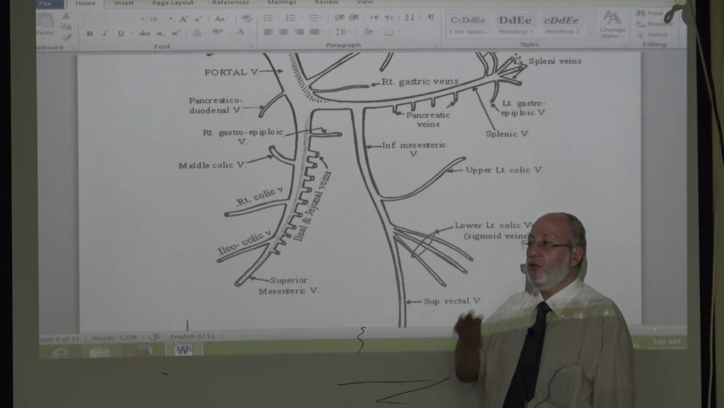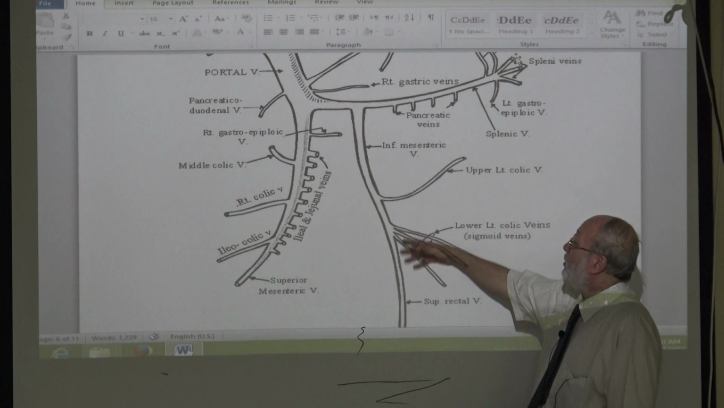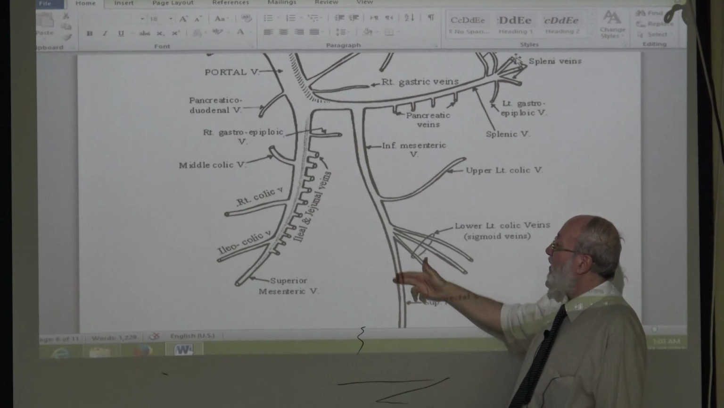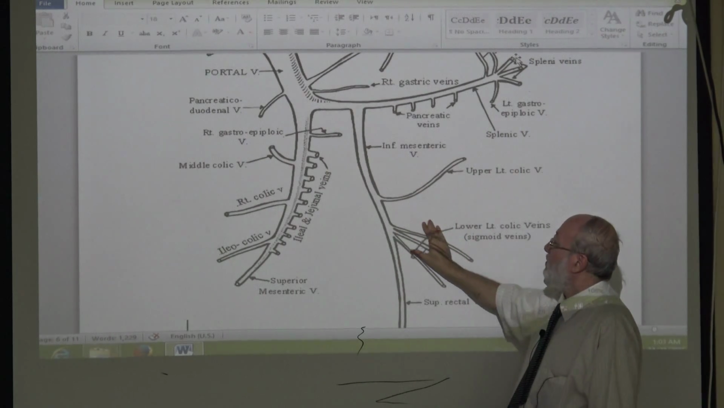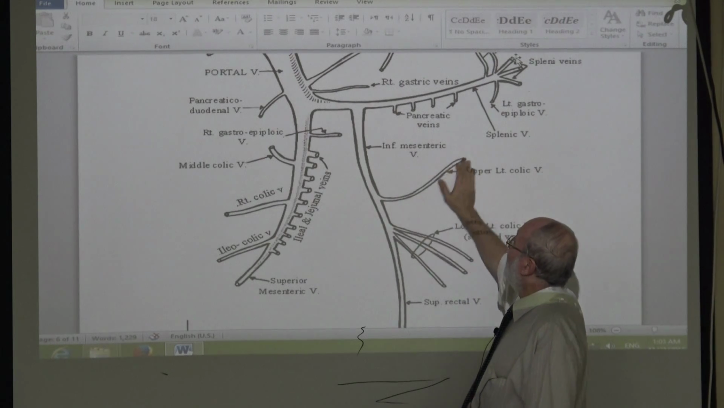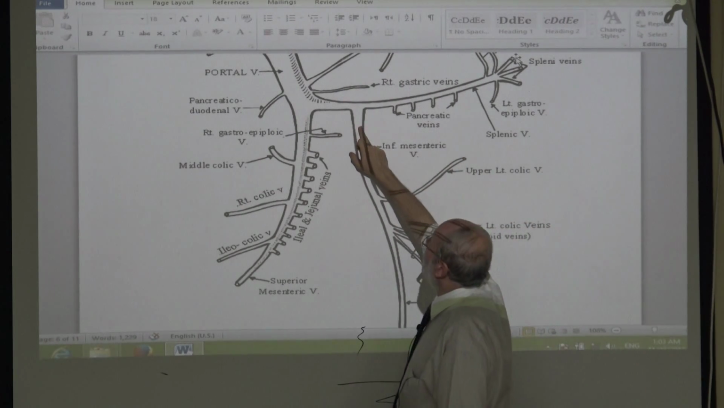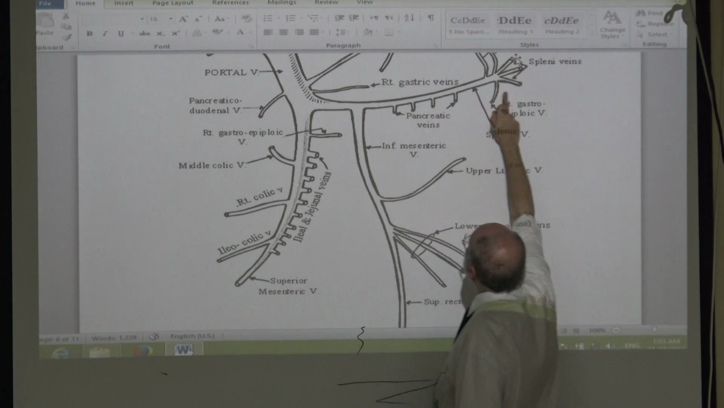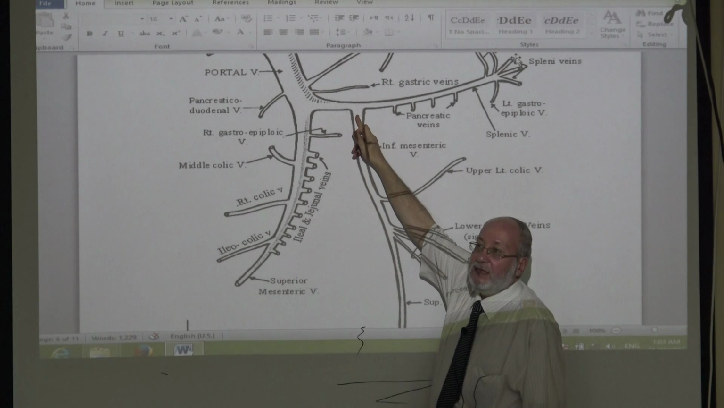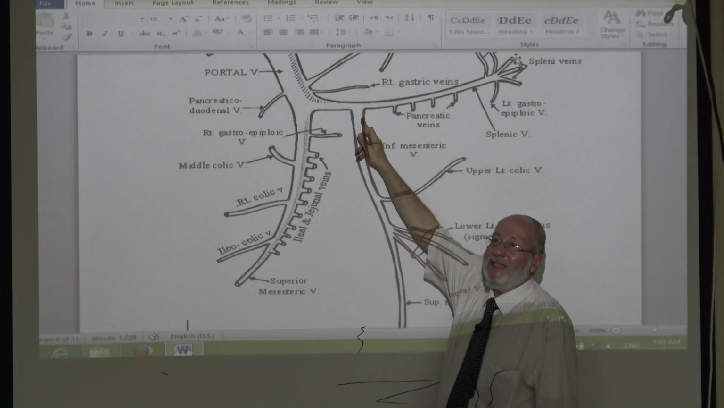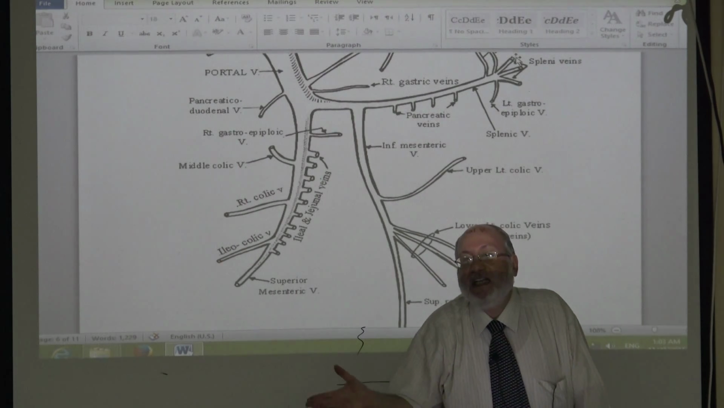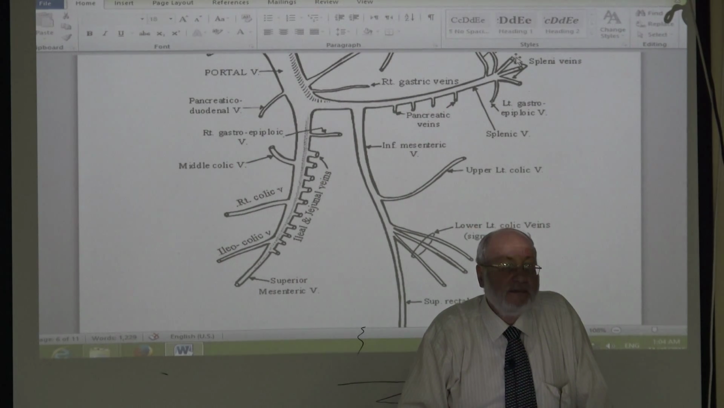This is a drawing, a sketch, for the venous drainage of the gut. This is superior rectal vein meeting with lower left colic veins, sigmoid veins, and upper left colic vein. The inferior mesenteric vein drains into this vein, which is coming from the spleen. Therefore, the inferior mesenteric vein drains into splenic vein. This is the venous drainage of the hind gut.